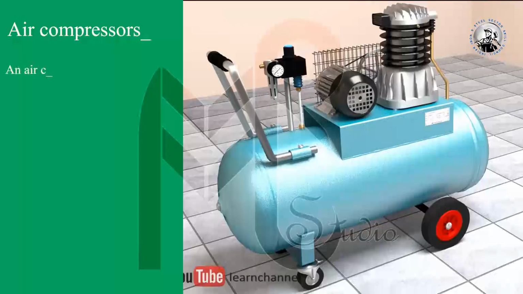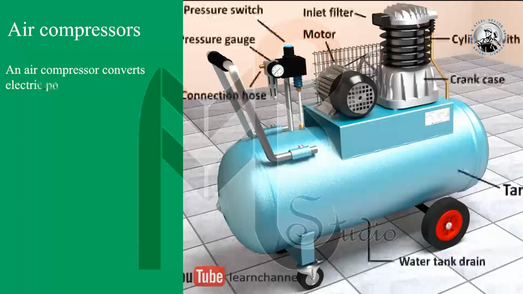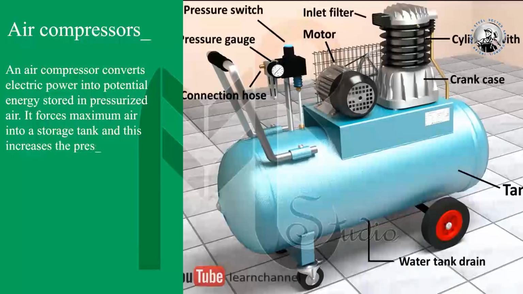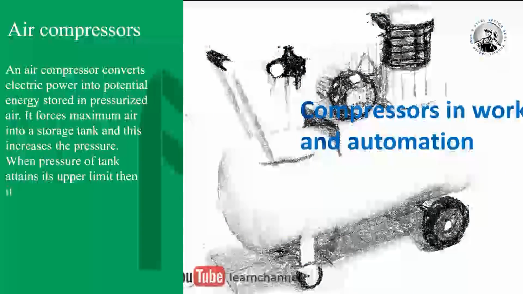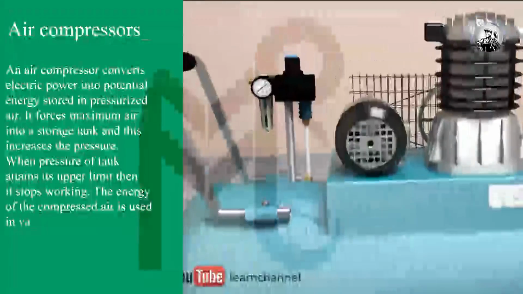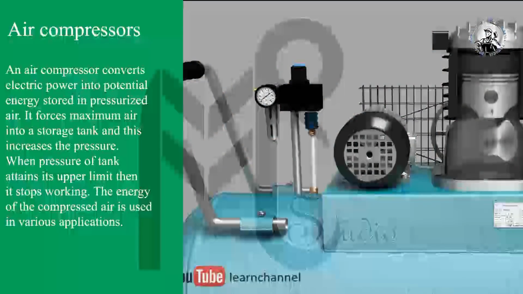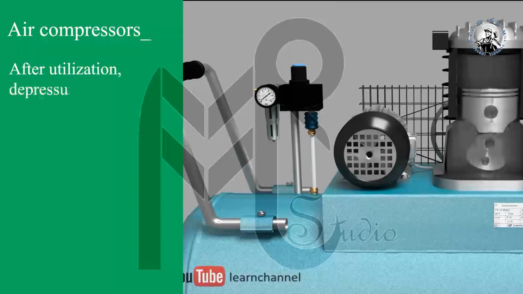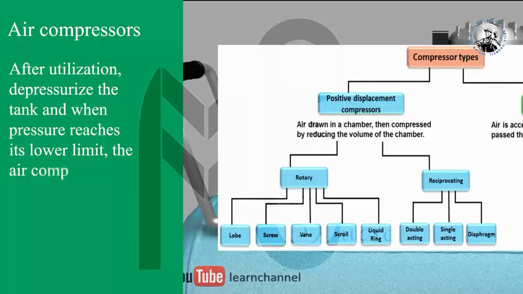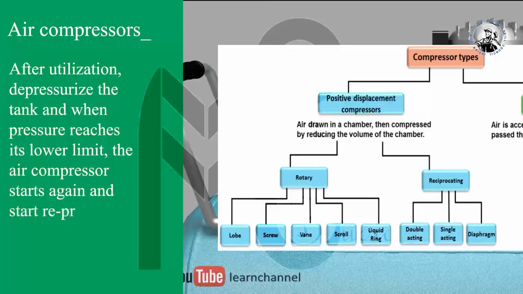An air compressor converts electric power into potential energy stored in pressurized air. It forces maximum air into a storage tank and this increases the pressure. When the pressure of the tank attains its upper limit, it stops working. The energy of the compressed air is used in various applications. After utilization, the tank is depressurized, and when pressure reaches its lower limit, the air compressor starts again and repressurizes the tank.